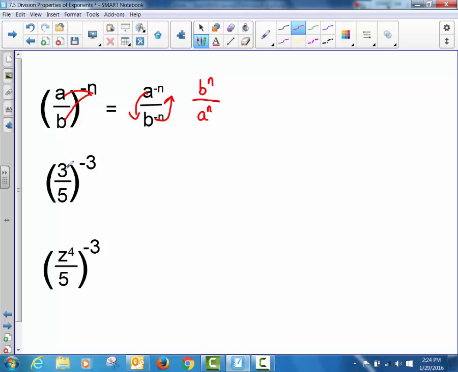So let's try this one. We've got negative 3. That's going to go with each one of these. So that gives us 5 over 3. We flip the fraction and we make the exponent positive 3, which gives us 125 over 27. Alright, try this one down here. See what you get. Pause the video and come back to me.